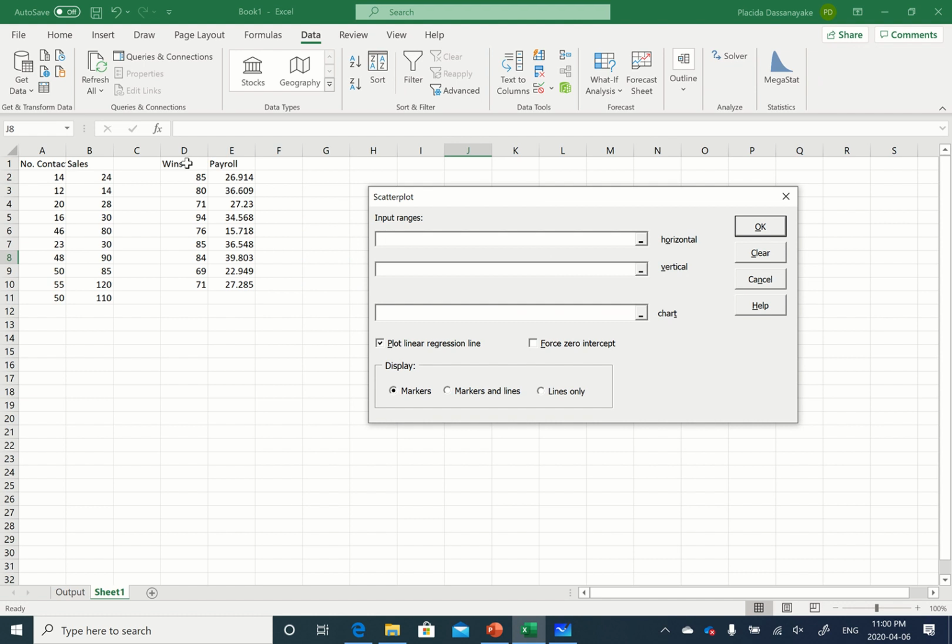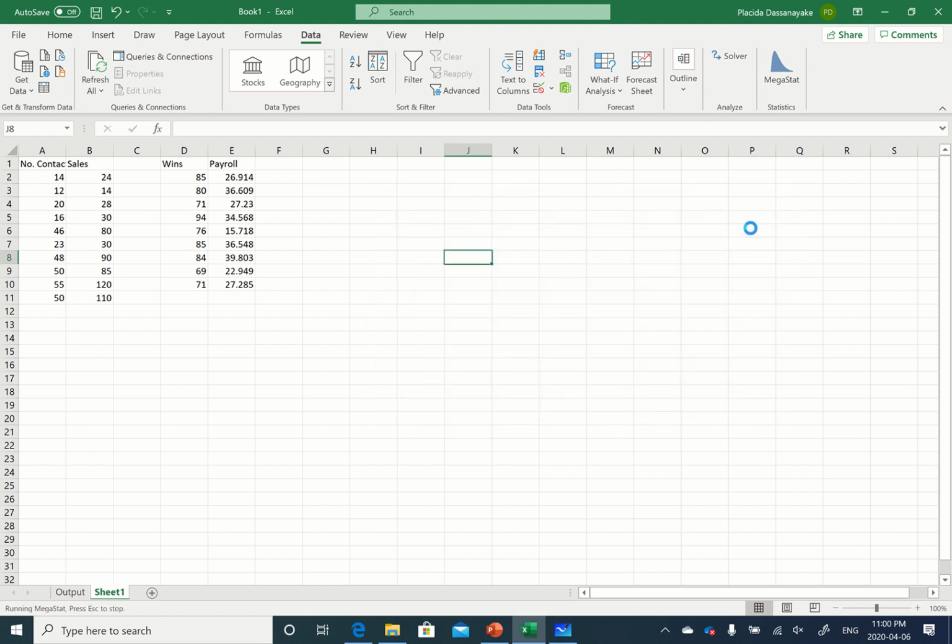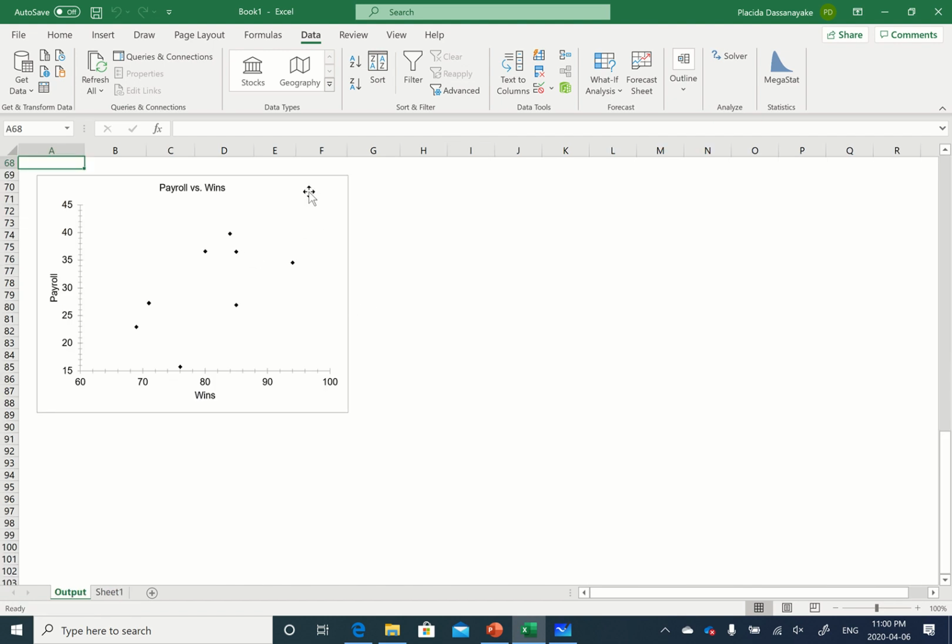So the horizontal axis is the wins, x variable, independent variable, payroll is the y dependent variable. Payroll versus wins, I'm not going to plot the regression line on it. Click OK, here you go. That's the scatter diagram. So if you just imagine a straight line, I would say overall it's increasing, but it's not a strong linear association.